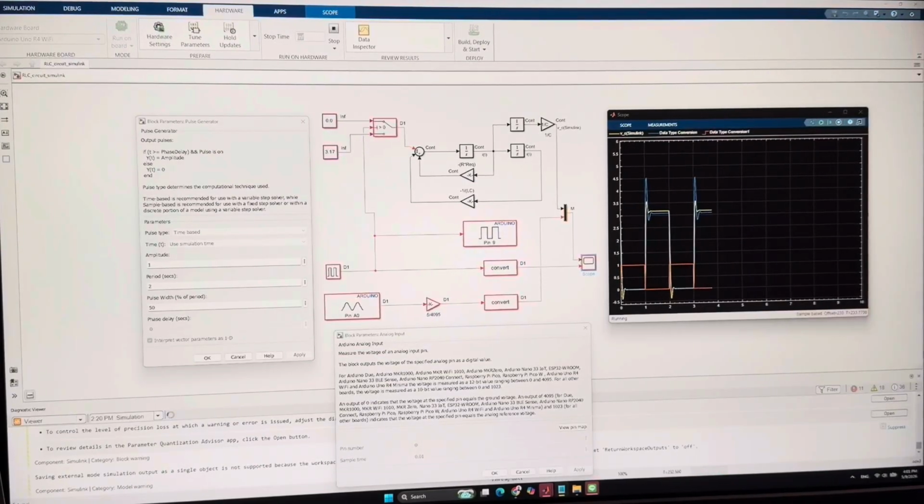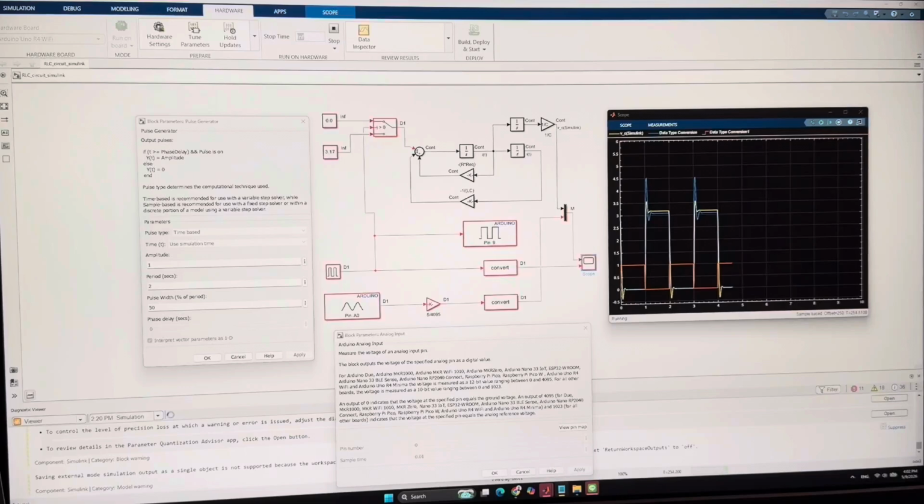Right now, I have already connected the Arduino with Simulink and the battery is attached, so the circuit is powered up. The pulse generator is configured with an amplitude of 1, a period of 2 seconds, and a pulse width of 50%. This allows the MOSFET to switch the RLC circuit on and off periodically to generate the transient response.